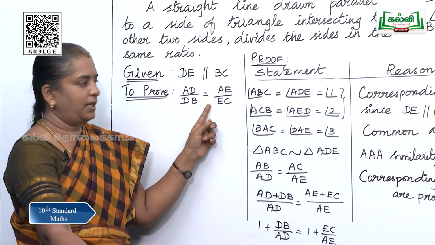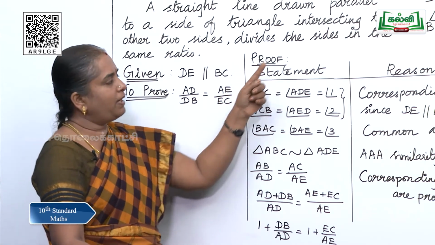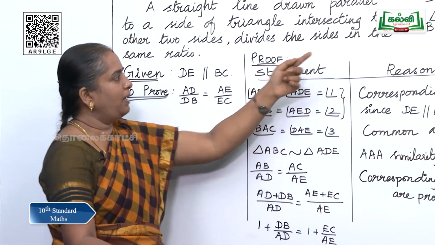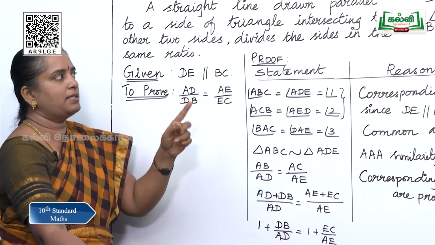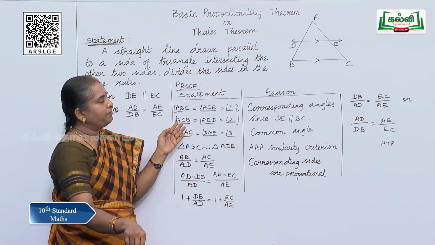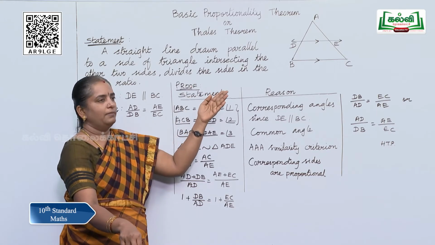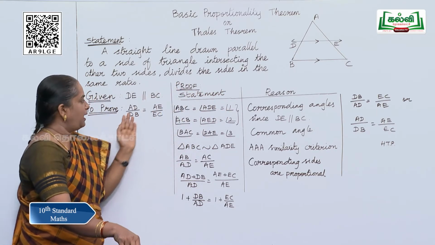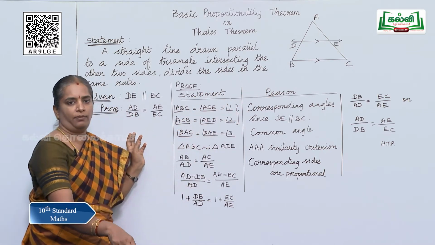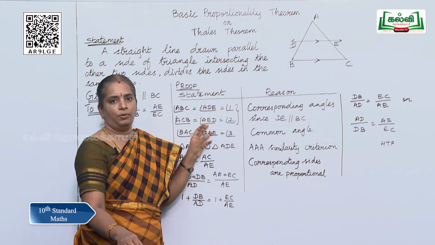Same ratio. So, the ratios are equal. In which ratio does it divide AB? Yes, AD by DB. So, AD by DB is the ratio on the left side. What is on the right side? Yes, AE by EC. Very good. So, AD by DB is equal to AE by EC is to be proved now. Okay. Let us have the proof now.